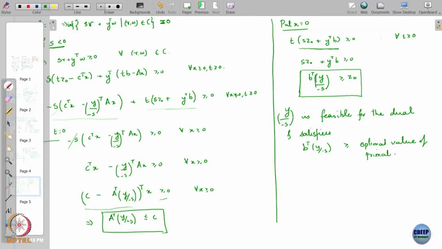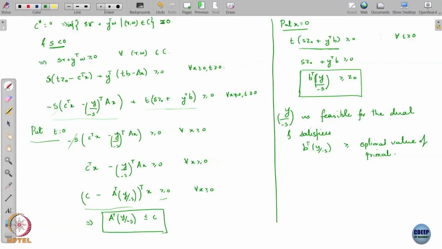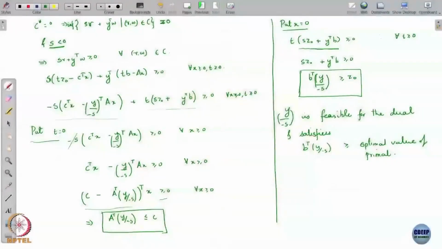But then what did we know from weak duality? Weak duality told us that this inequality is actually in the opposite direction. So, weak duality told us that b transpose y has to be less than or equal to the optimal value of the primal for every feasible y. Now we have found a feasible point y by minus s such that its value is greater than or equal to the optimal value of the primal.